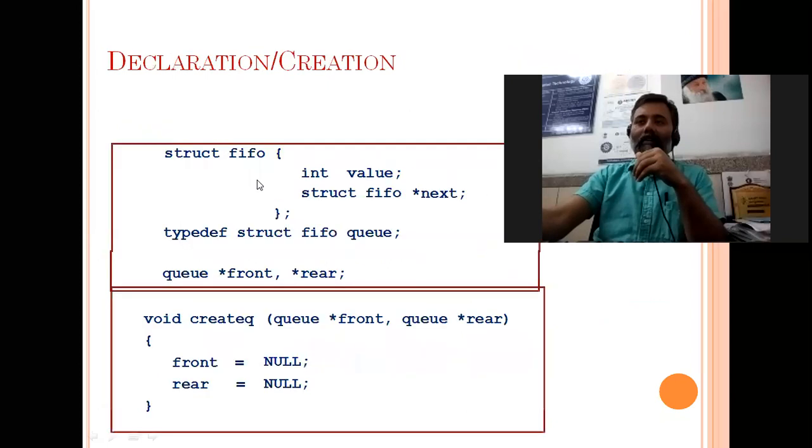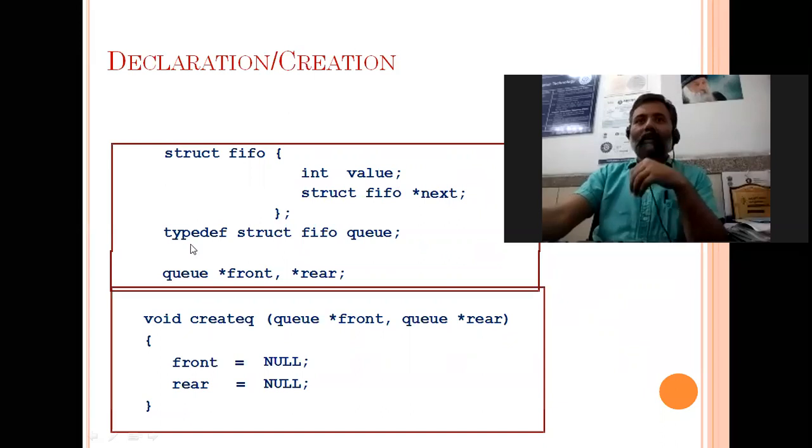Now, for the declaration part, you are already aware, we will declare a structure, and we are giving it the name FIFO. For storing the value, we are taking a variable value, and for pointing to the next node, we are taking a pointer next, and the data type to which it will point is struct FIFO. So this is the declaration of one node in that queue.